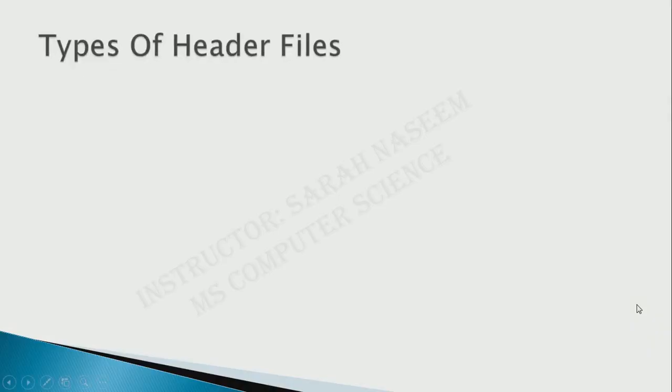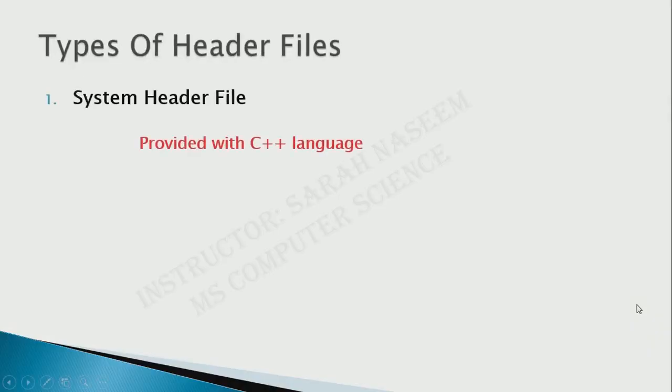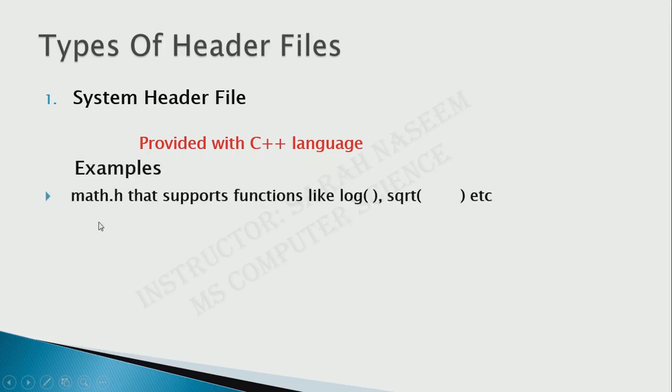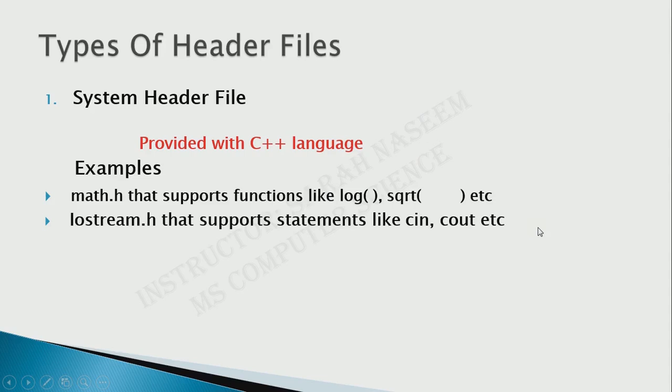So there are basically two types of header file. The first type is system header files. System header files are the header files provided with the C++ language. They are ready to use whenever we need them. Examples are the math.h header file that supports functions like log, square root, etc., and iostream.h that supports statements like cin and cout.